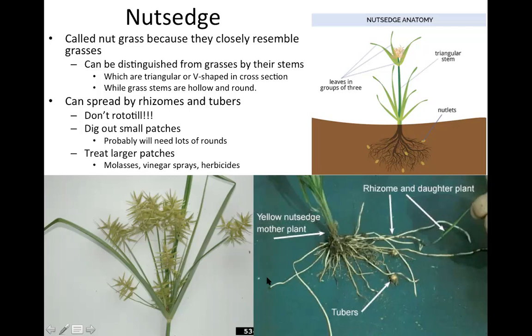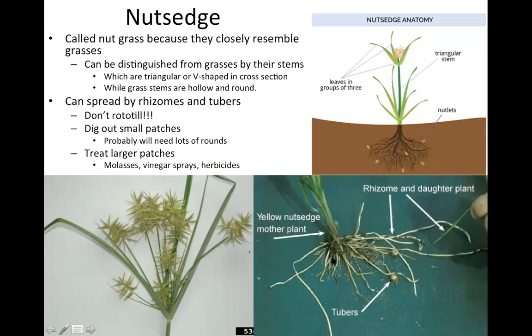And the problem with this too is if you have nut sedge, you don't want to rototill, because when you rototill, you just mix up all them tubers all over the garden, and then you got a huge infestation of nut sedge. So if you have nut sedge, don't rototill. Do permaculture, or no-till, or at least I'll show you some examples of different ways to kind of get them out.